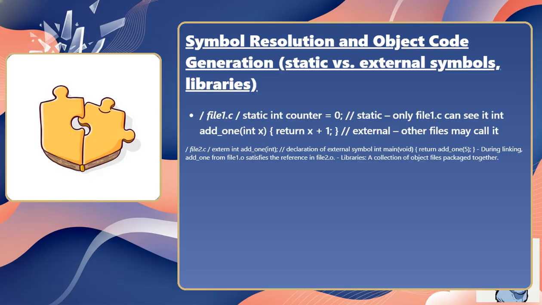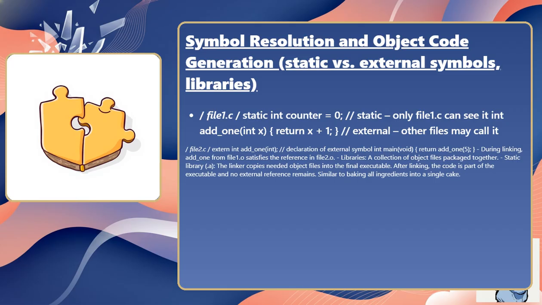Libraries: a collection of object files packaged together. Static library .a: the linker copies needed object files into the final executable. After linking, the code is part of the executable and no external reference remains, similar to baking all ingredients into a single cake. Dynamic shared library .so or .dll: the executable contains only references, and the actual code is loaded at runtime. It's like having a kitchen appliance that you plug in when you need it.